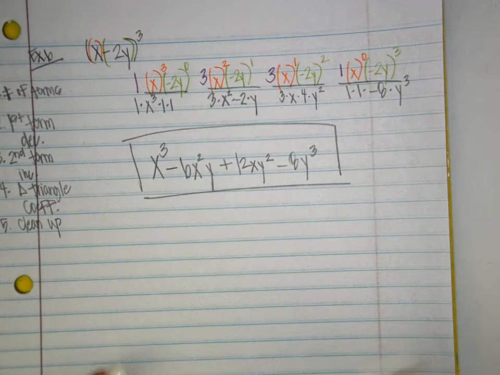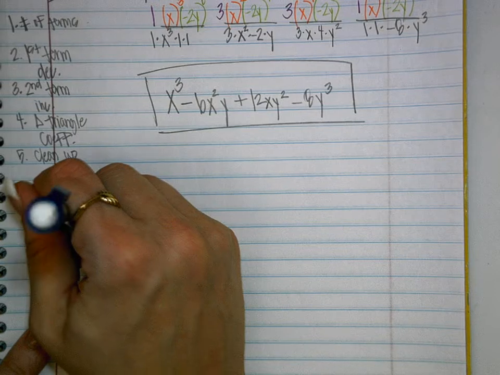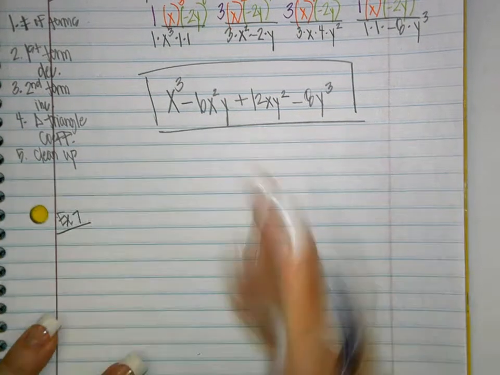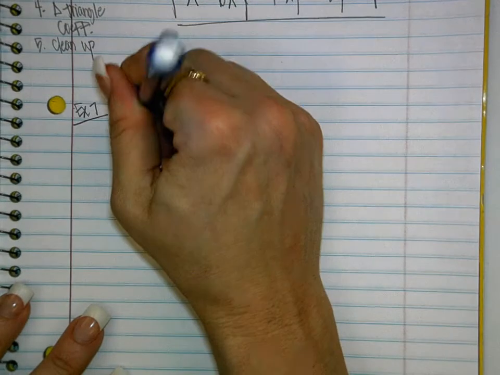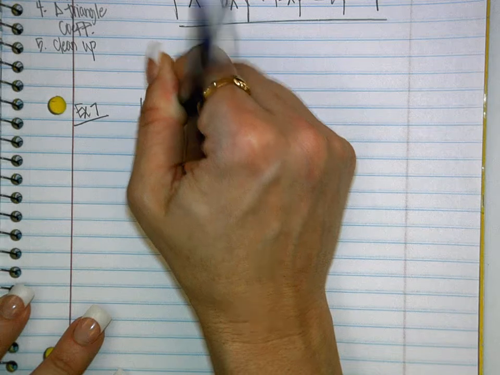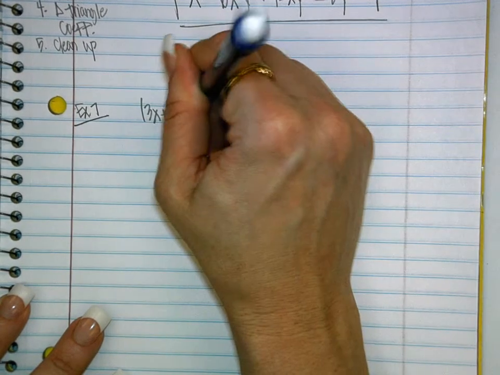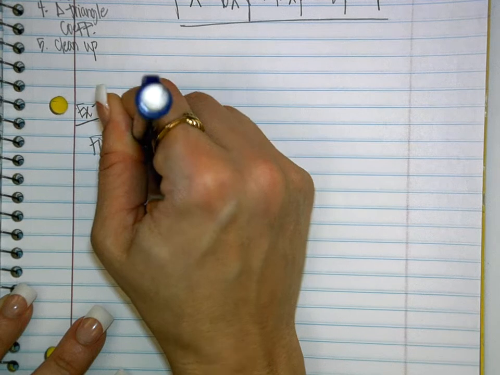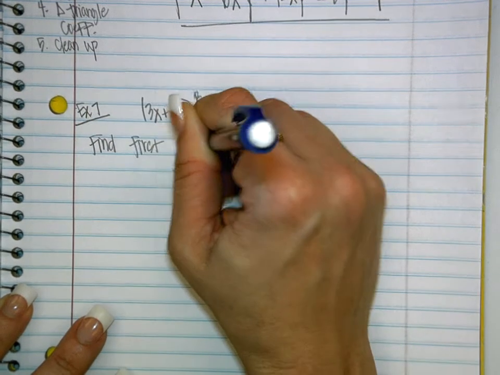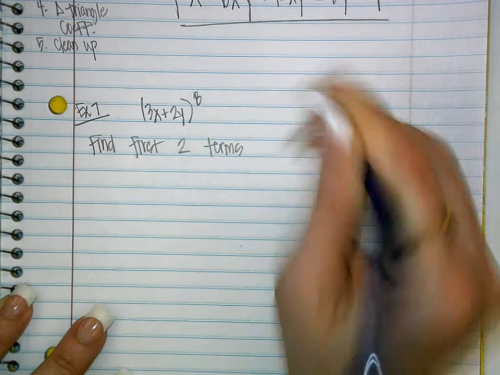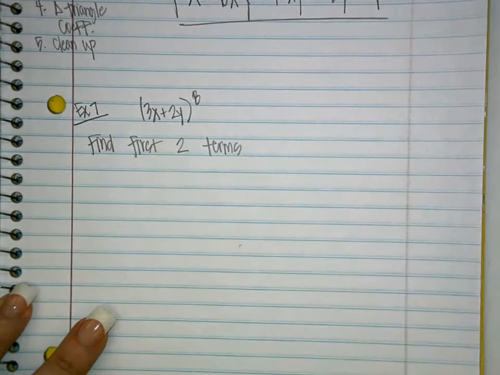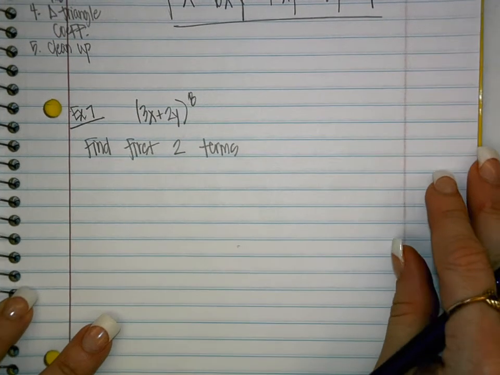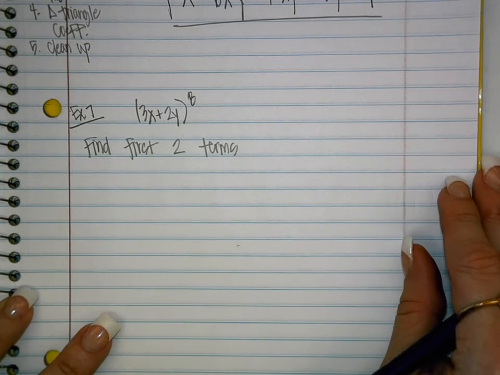Okay, last one, I promise. And number 7. If I give you 3x plus 2y raised to the 8th power and just ask you to find the first 2 terms. I do not want all the terms. By the way, how many terms would there be here? 9. There would be 9. I do not want all 9. Okay, I just want the first 2.